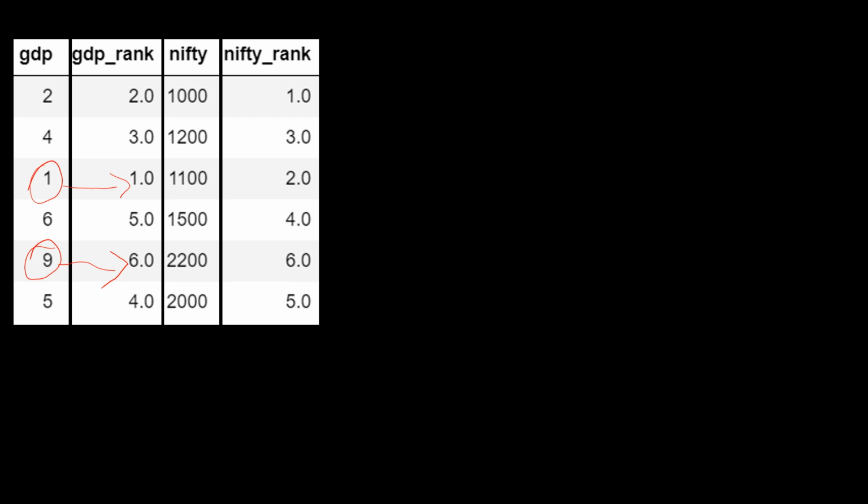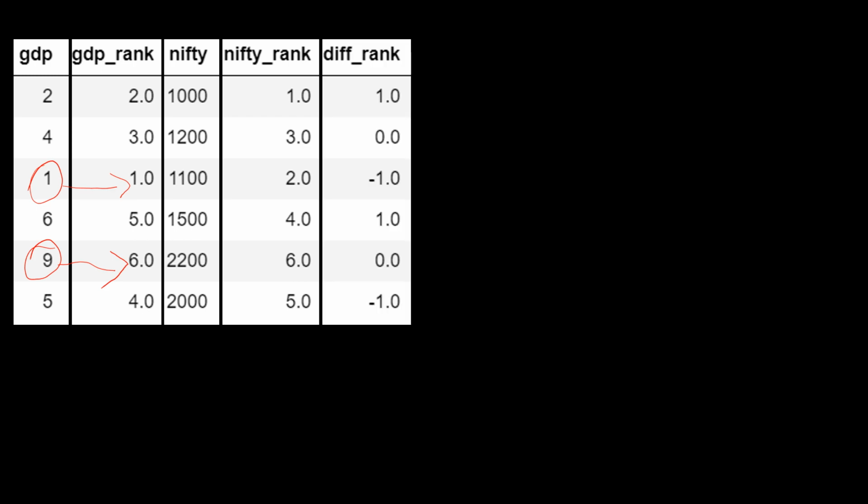Now once we are done with ranking both of these variables, what we're going to do is find the difference between these two ranks. Remember, we are not finding the difference between GDP and Nifty. We are finding the difference between their ranks. Let's say here the rank was 2 and here the rank was 1 for the first entry. The difference comes to 1. Here the rank was 1, but here the rank was 2. The difference comes to -1.